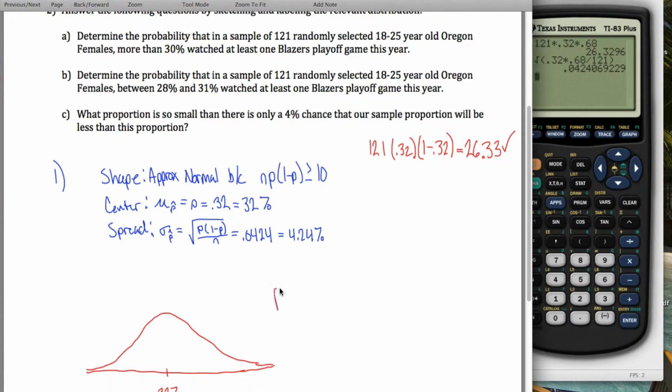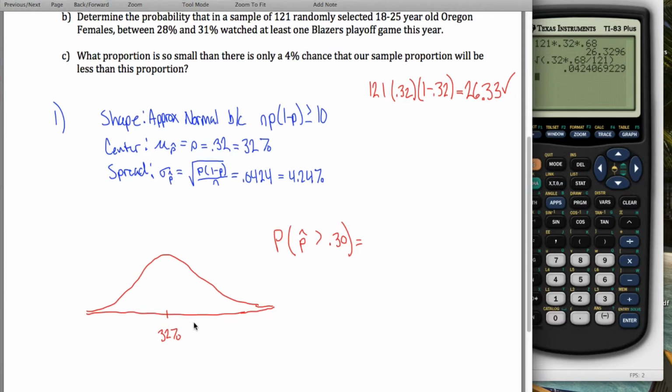Determine the probability that in this sample, more than 30%, so the probability that p hat, the sample proportion, is greater than 30%. Wants me to figure this out. Well, 32% is right here, so 30% is somewhere out here. And if I have to be greater than 30%, I'm talking about this area in here.